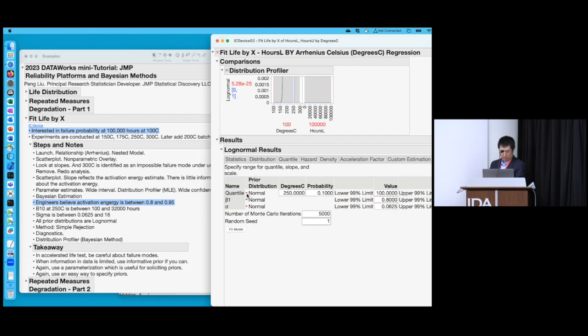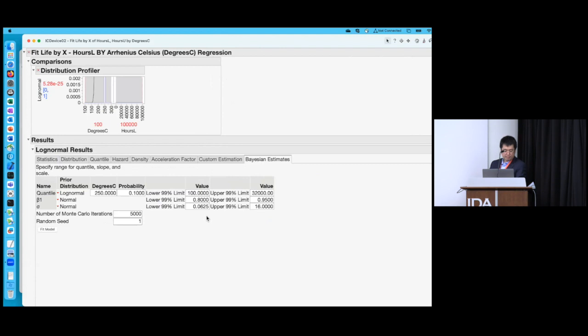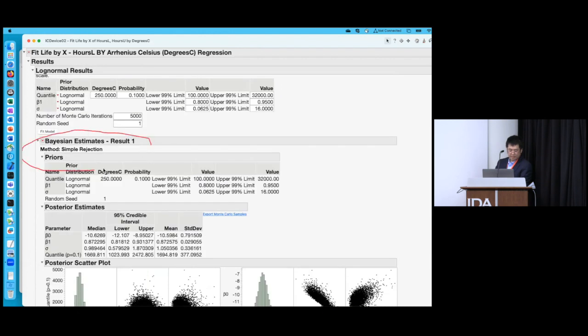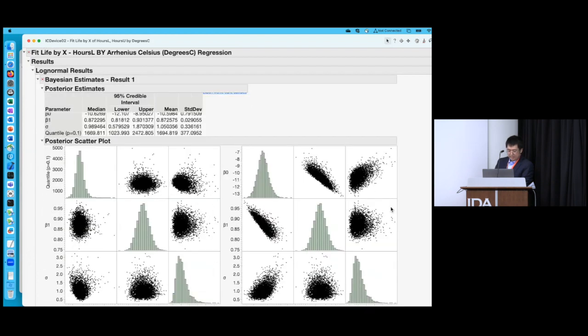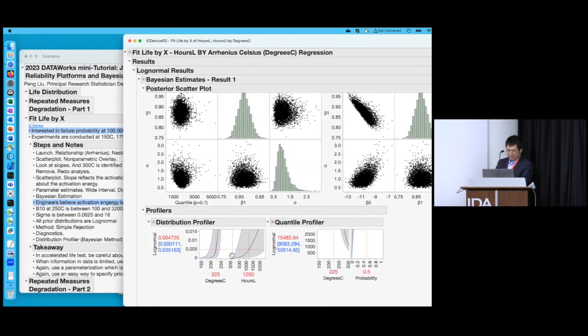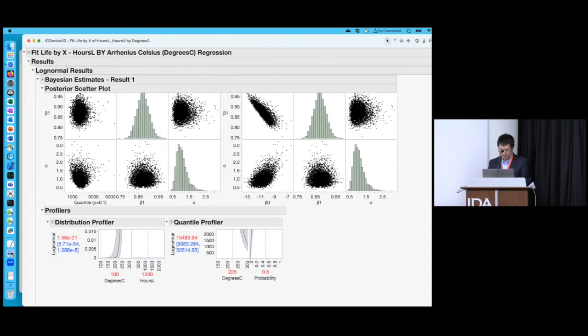Oh, by the way, I need to turn this into lognormal. So this is the prior that the engineer provided, so I can specify it. That's it. Click fit model. And it says the method is simple reduction. I don't have to worry about autocorrelation or anything like that, so just go straight ahead. Scroll down, and here is the distribution profiler. So we can get our estimates at 100 degrees C at 100,000 hours, and read off our estimates of the failure probability and the Bayesian credible interval.